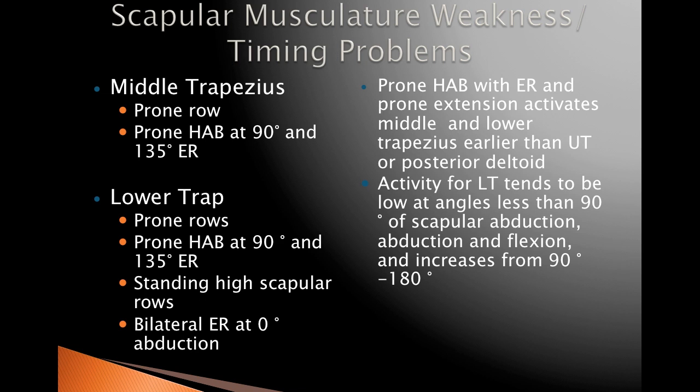The way that we activate the lower trap tends to be at angles greater than 90. The activity is kind of low if we do it at less than 90 degrees of scapular abduction. We want to do it at least more than 90, making sure the patient can achieve that.